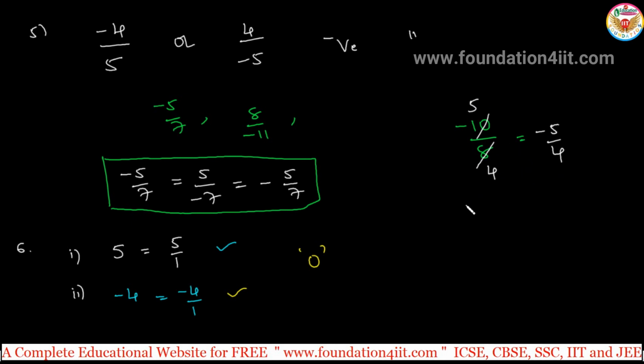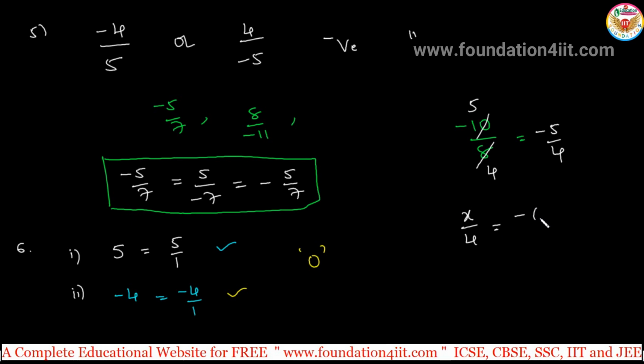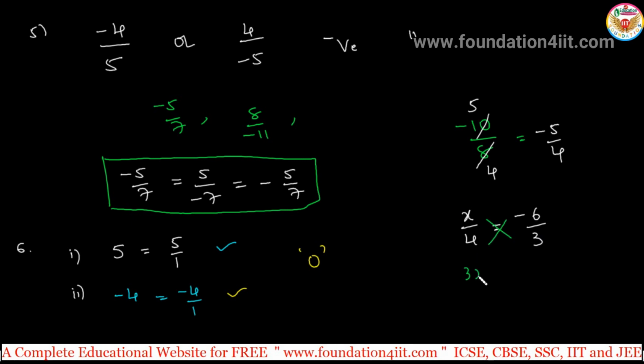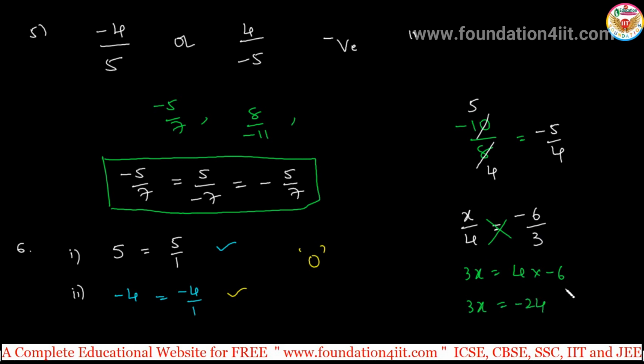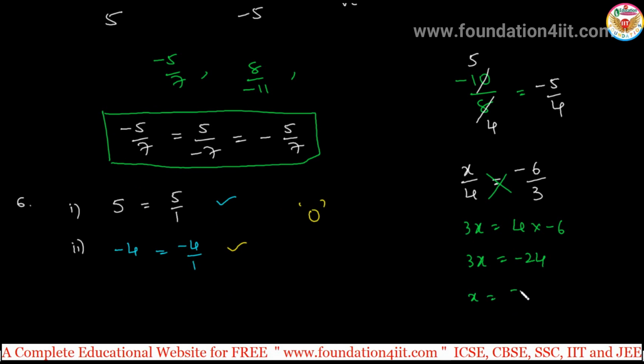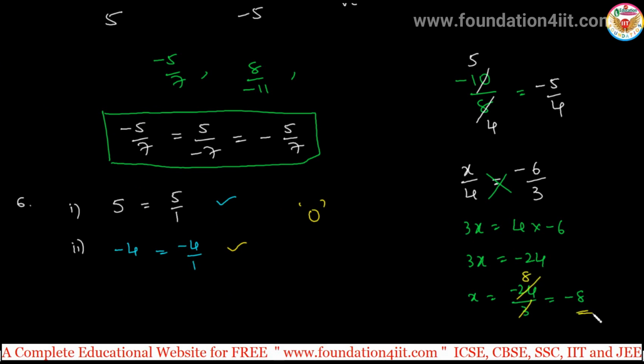And for example, if two rational numbers are equal, for example, x by 4 is equal to minus 6 by 3, then to find the value of x, just do cross multiplication. 3 into x is equal to 4 into negative 6. So 3x is equal to negative 24. Then the x value is negative 24 divided by 3, that is negative 8, because we can cancel this. 3 8s are 24. Don't worry about the sign, the same negative sign we apply here.